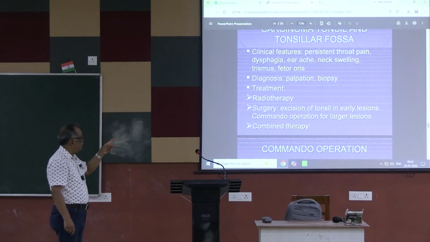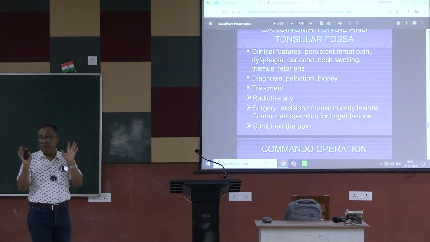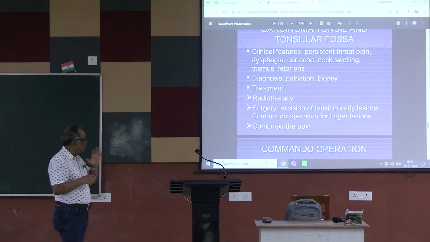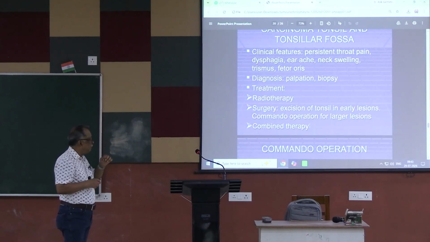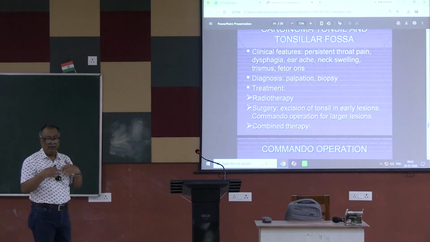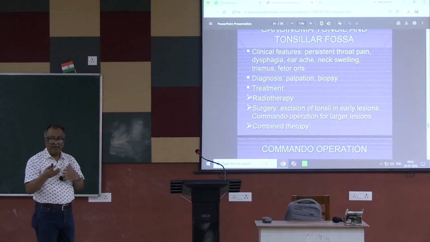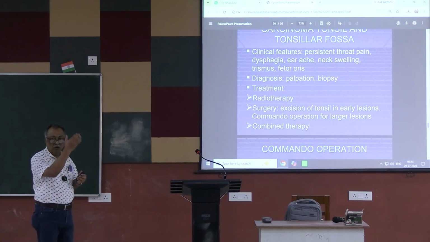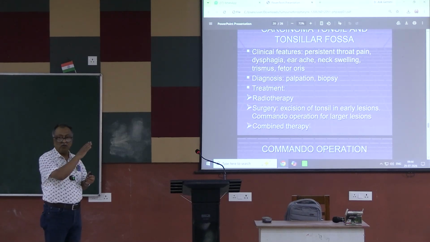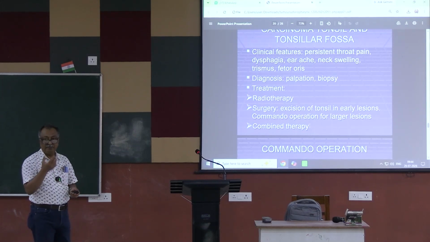And what is the treatment? In case of the lymphoma, very satisfactory treatment by the radiotherapy. Up to a certain level, the surgery. In case of the ulceroproliferative growth, if it is a big growth, with involvement of the bone, involvement of the mandible, we go for the Commando Operation. That is the hemimandibulectomy. You remove the whole tonsil and the involved tissue and then go for the reconstructive surgery by the pectoralis major or by the radial flap.